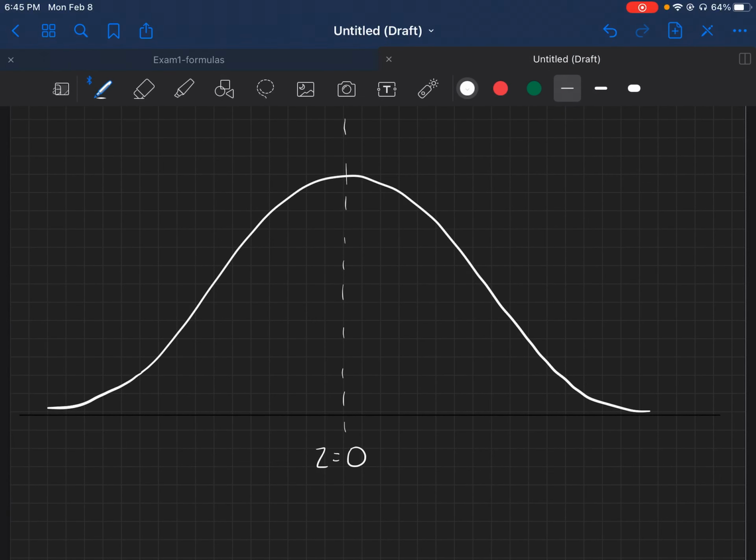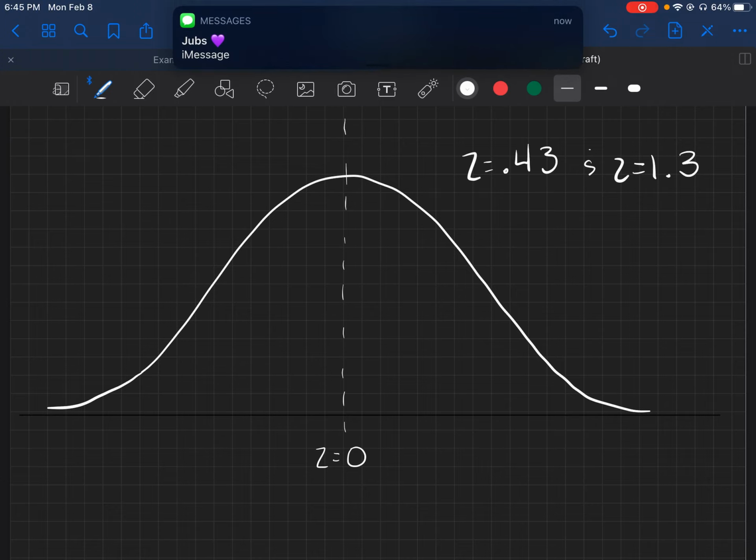Hi guys, this is just going to be a quick video on finding the area between two z-scores that are both to the right of the mean. So I actually had a specific question sent to me. Today we're going to use the numbers z equals 0.43 and z equals 1.33.